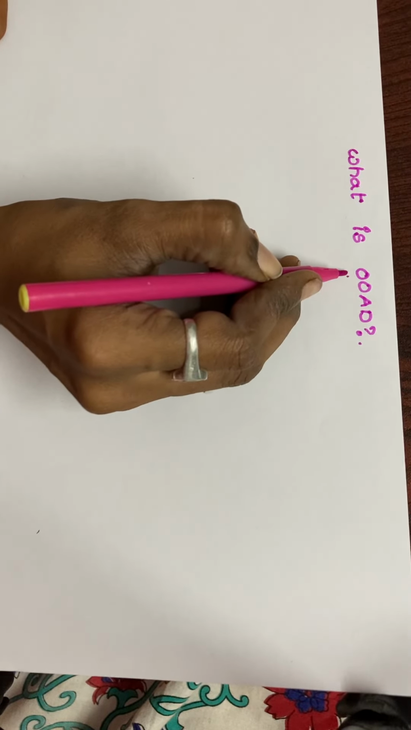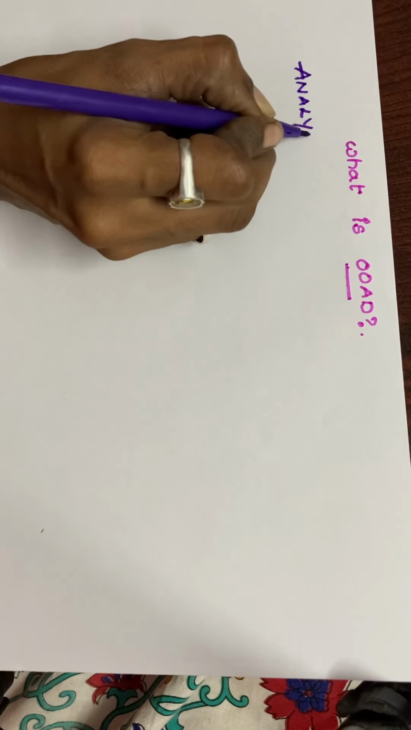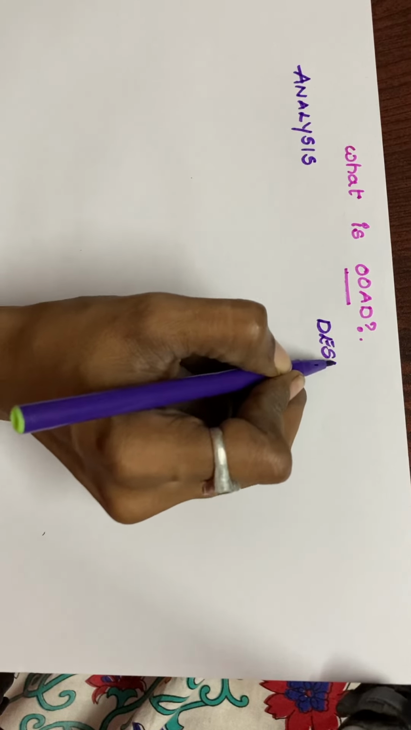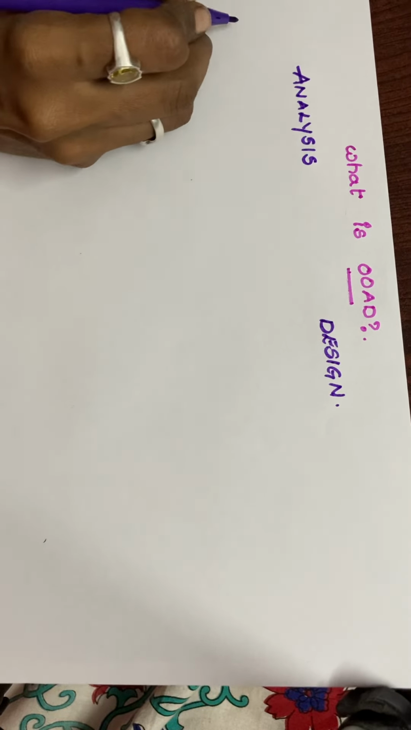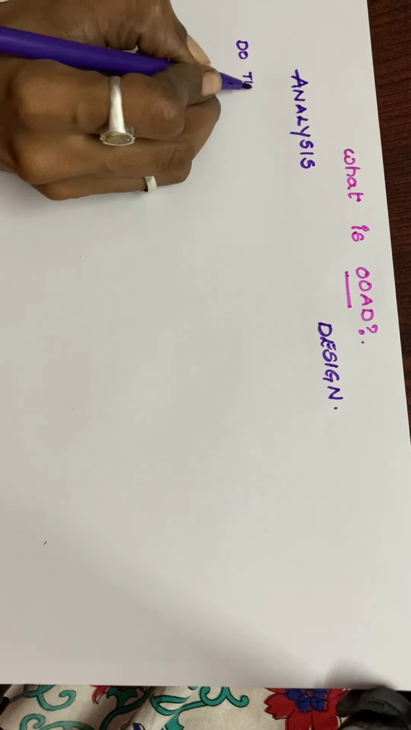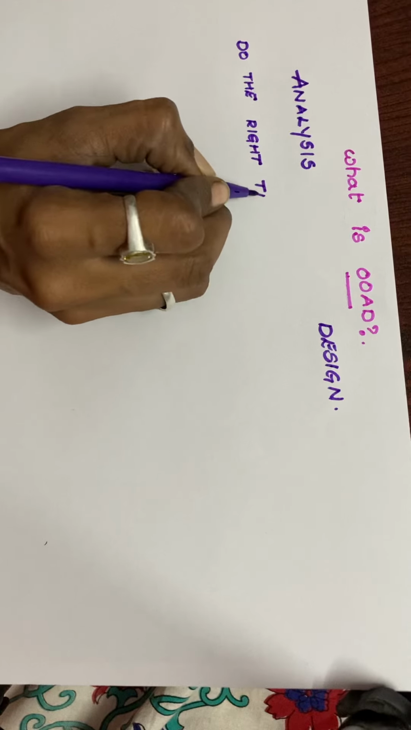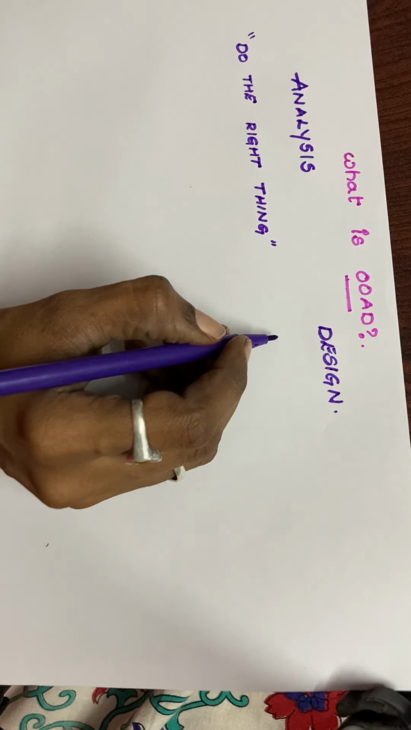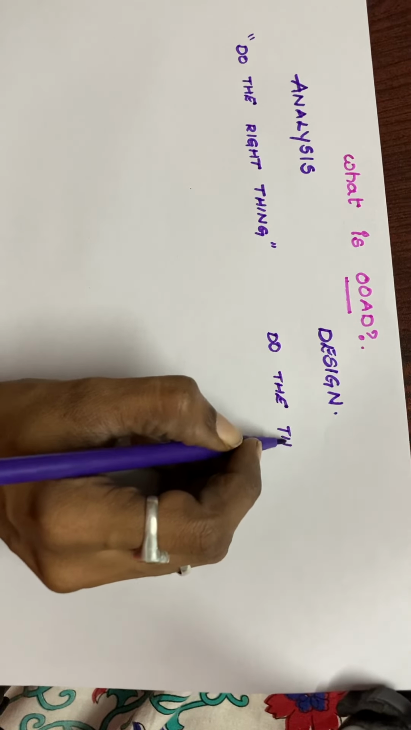First, before learning OOAD, we have to learn what is analysis and what is design. Coming to the analysis, it means do the right thing. Do the right thing. Coming to the design, it is do the thing right.